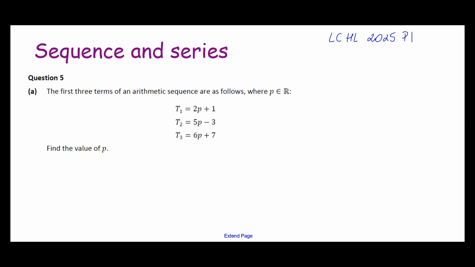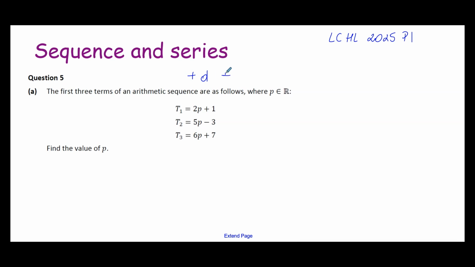Let's look at this question. The first three terms of an arithmetic sequence are as follows. And then we are given the terms, and therefore we have to find the value of p. Now, what do we know about arithmetic sequence? It is a sequence where every time we add a number, isn't it?